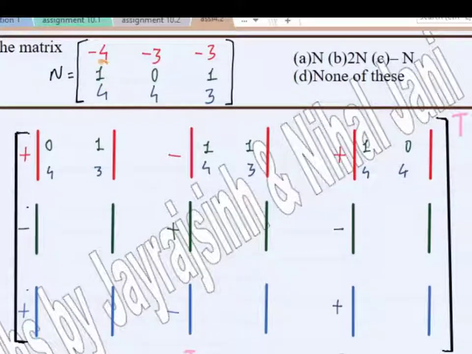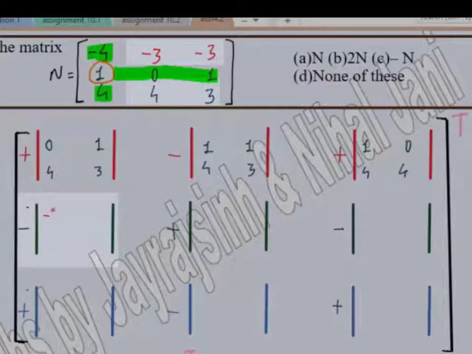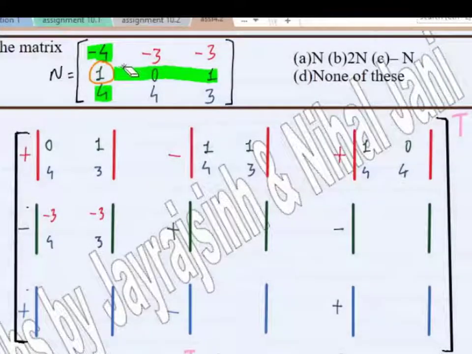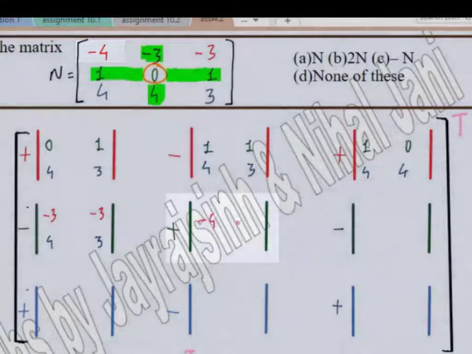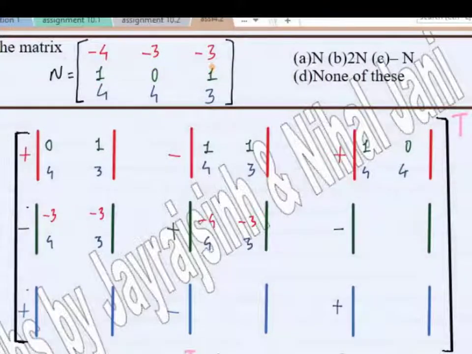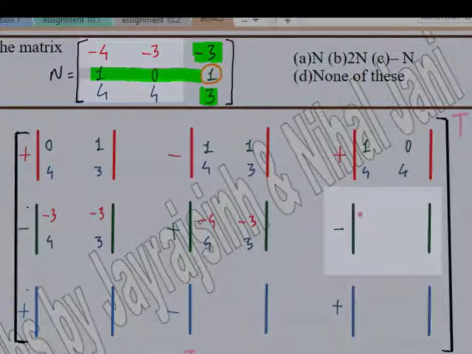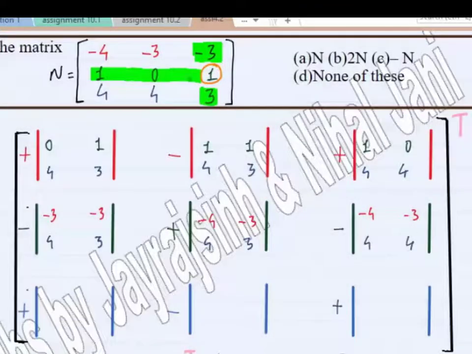Now let's move to the second row's first column, which will have a negative sign, and its determinant will be -3 -3 and 4 3. Similarly, let's move to the next element. Positive sign and the determinant will be -4 -3 and 4 3. And similarly, the last element of the second row's cofactor will have a negative sign and -4 -3 and 4 4. So here we complete our second row's cofactors.